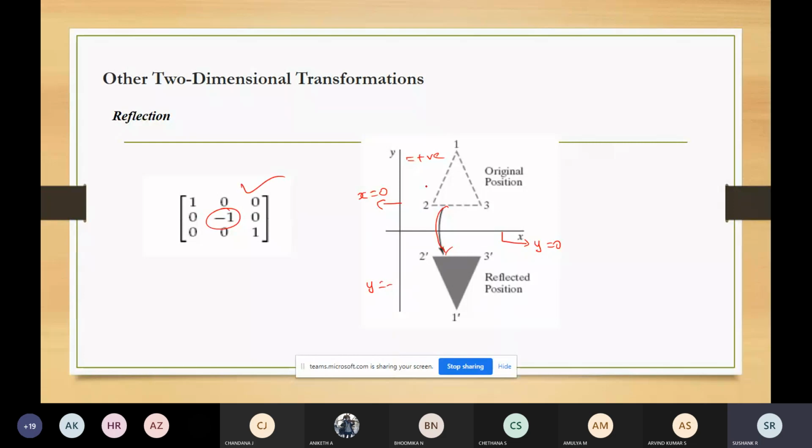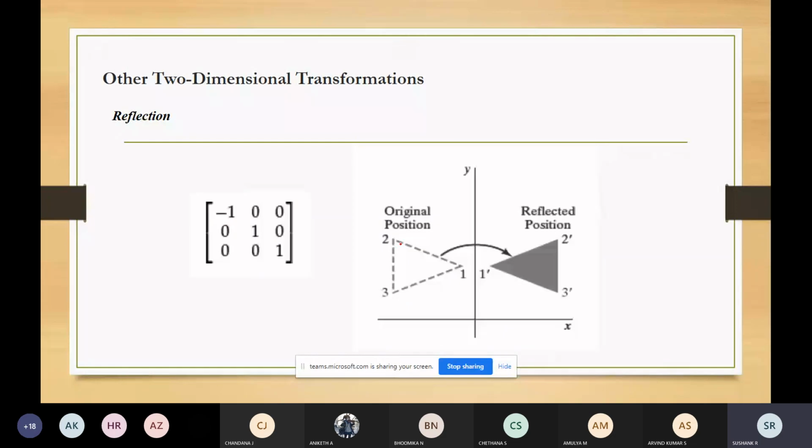So y positive, y negative. The x value will remain the same, but there will be a change of sign for the y value. Again the same thing. So this is one example. Now I want to change this to the other side.